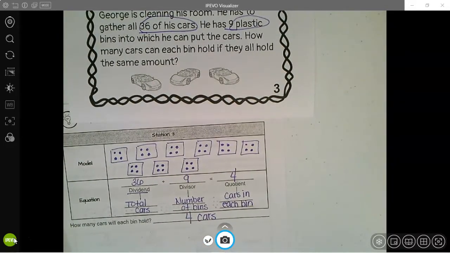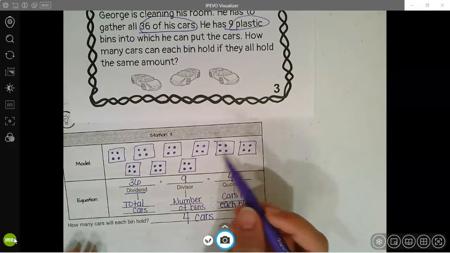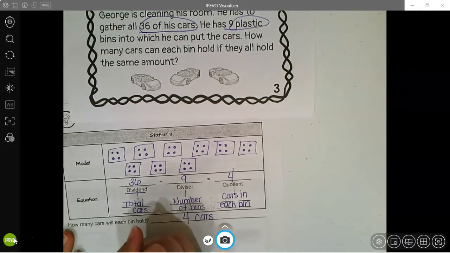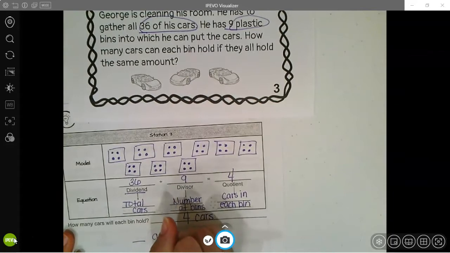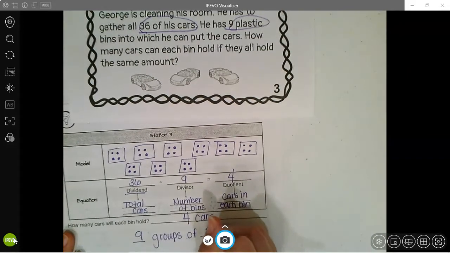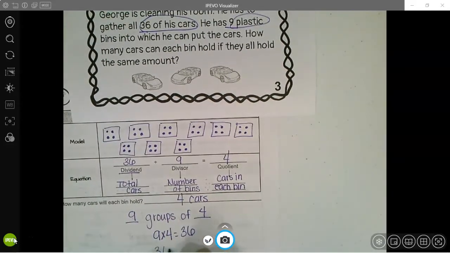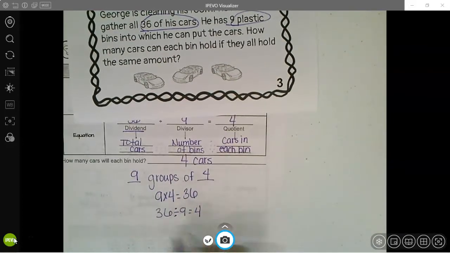And so, hold on. So guys, you can quickly see how this can become a multiplication problem. Because remember, a multiplication problem is blank groups of blank. So we have 9 groups of 4. So 9 times 4 equals 36. Okay. So this 36 divided by 9 equals 4. So do you see how they're similar? They're related. This multiplication problem is related to this division problem. And we're going to talk about that later this week.